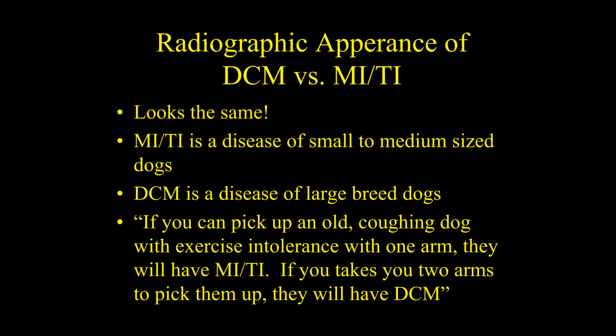It's just, again, so specific. Valvular endocardiosis and mitral insufficiency is a disease of small breed dogs, and dilated cardiomyopathy is a disease of large breed dogs. But radiographically, they look pretty much the same.